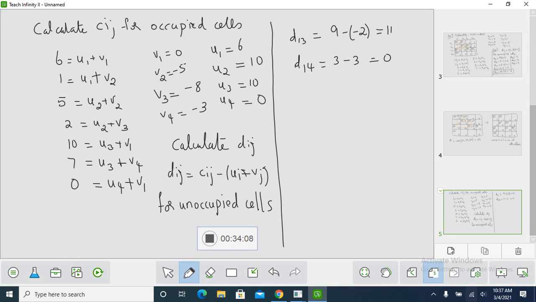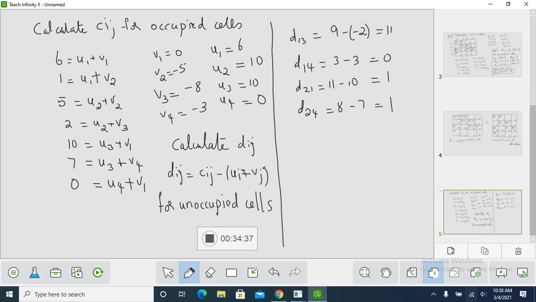Then the next is D21. My D21 is 11 minus U2 and V1. So it is 11 minus 10, value is 1. After our D21, we have D24. Our D24 is going to be 8 minus U2 and V4. U2 is 10, V4 is minus 3, 8 minus 7, value is 1.